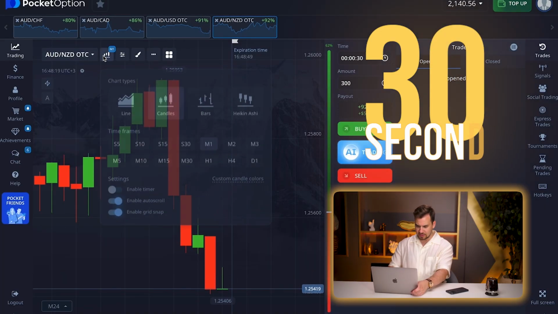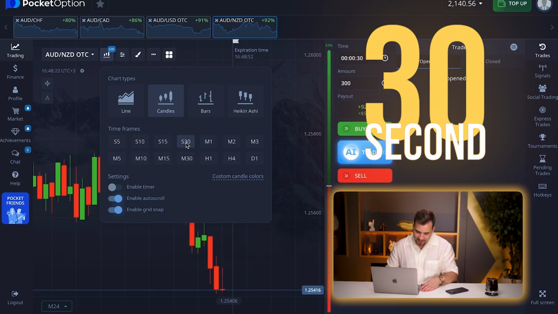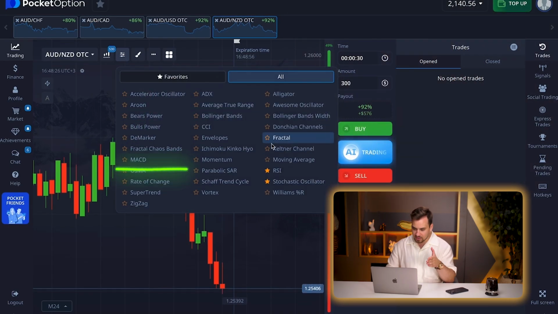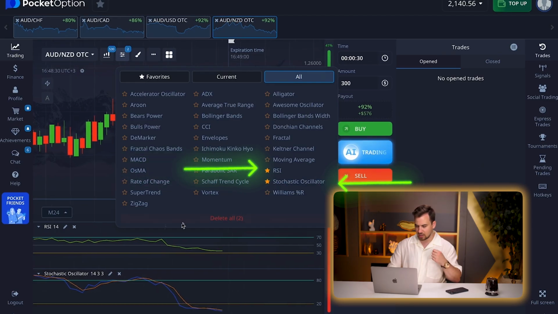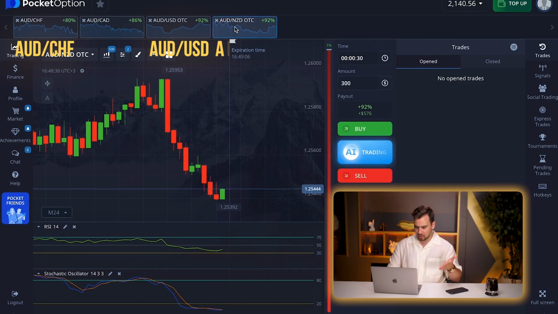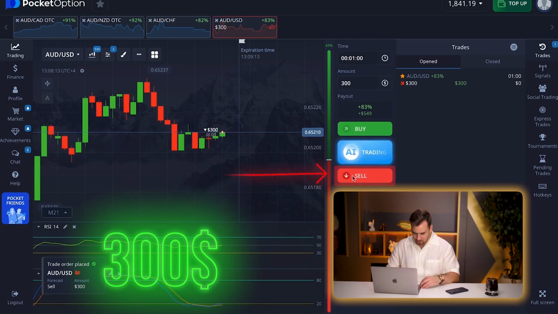We're working with a 30-second time frame and 30-second trade durations. This allows us to react quickly to market signals. Indicators on the chart: RSI and Stochastic Oscillator. Sets for trading: Australian dollar and United States dollar, Australian dollar and Swiss franc, Australian dollar and New Zealand dollar, and Australian dollar and Canadian dollar. Let's start by looking for the first signal.